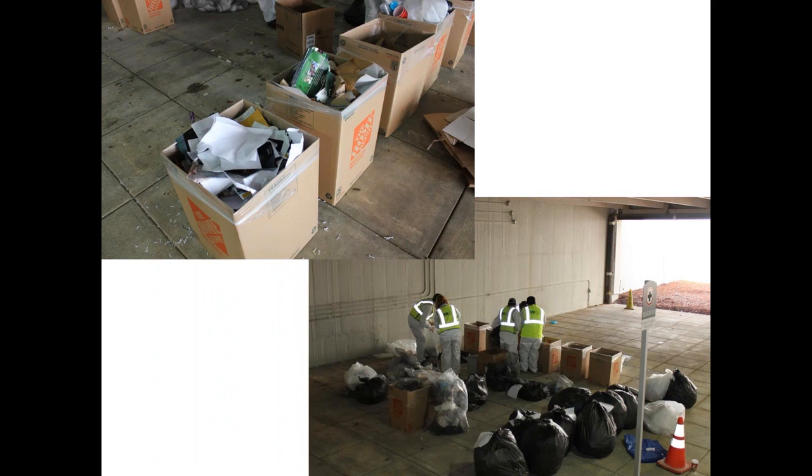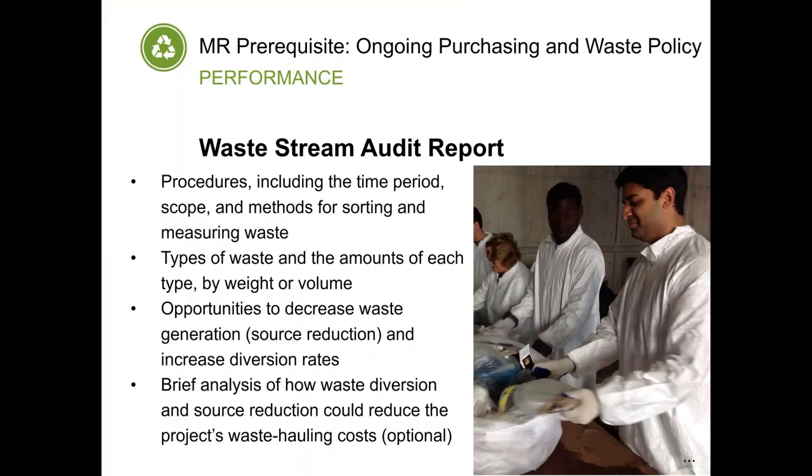And this is another image of what this will look like. The waste stream audit report does need to identify several things to be able to comply with the LEED requirements. The timeline, the methodology, so the method for sorting and measuring waste for your waste stream audit, what types of waste were sorted, and then also by weight or volume, what was found? What did you find in the trash stream? What did you find in the recycling stream?